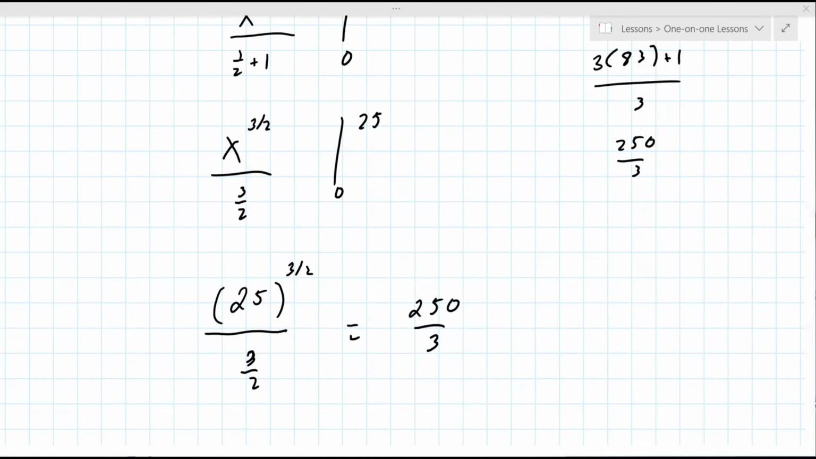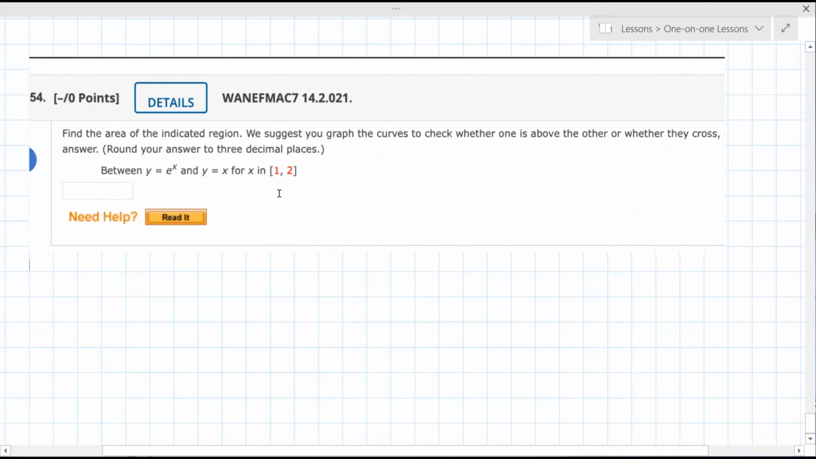Okay. 50 is complete. 54 here. Okay, all right. This is a calculator problem. It says to use technology. It also says to round. When it says to round, you know you're good with the calculator.